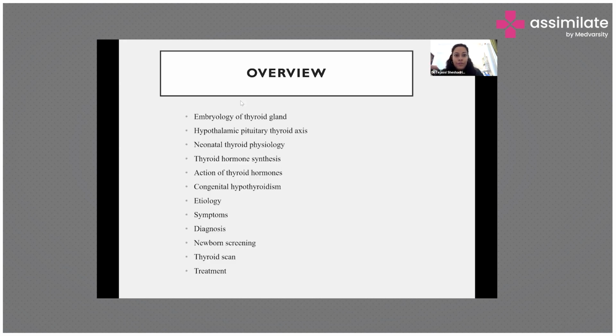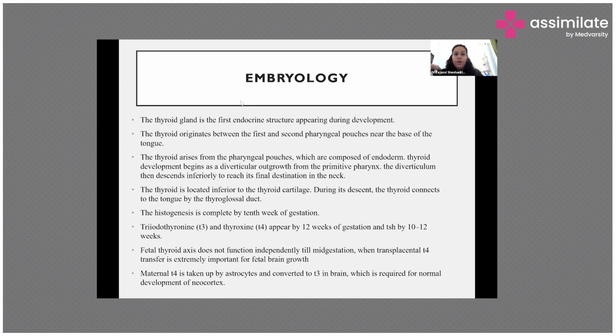So this is an overview of what I'll be talking about. I'll just take you step by step, and as we get into it, you can understand more and more about the disease. A little bit about the embryology. If you're talking about hypothyroidism, we need to know about the thyroid gland because that is very important. We need to know how it develops, what the embryology of the thyroid gland is.